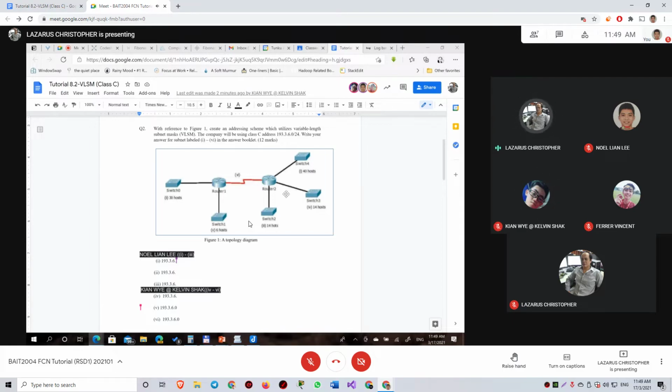It means you give that prefix. What is the prefix? How many bits do you need to borrow for 30 hosts? Give that prefix for the second subnet, and so on. And we try to match the prefix to the number of hosts required.